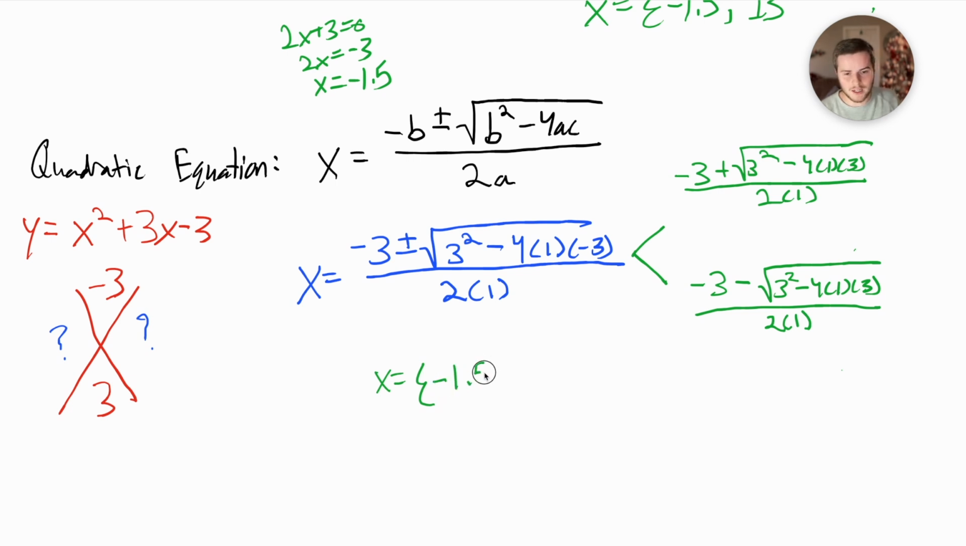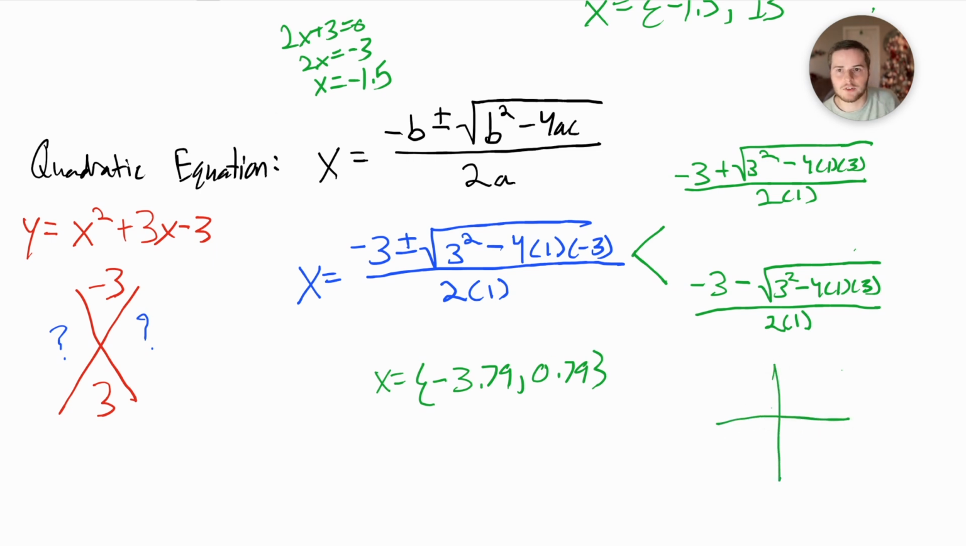Negative 1.5. Oh, sorry, that was our prior problem we did. We're going to have x equals negative 3.79 and 0.79. So when you use both these equations, that's the answer you're going to get out. And those are the 2 points where the quadratic touches the x-axis.